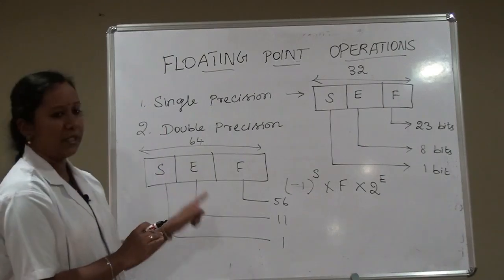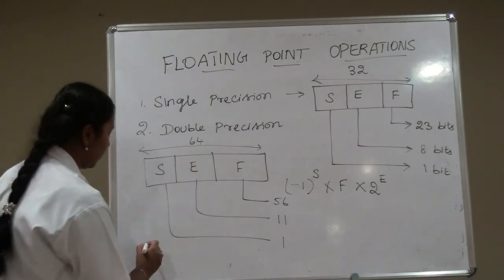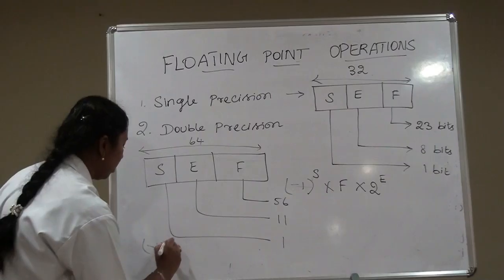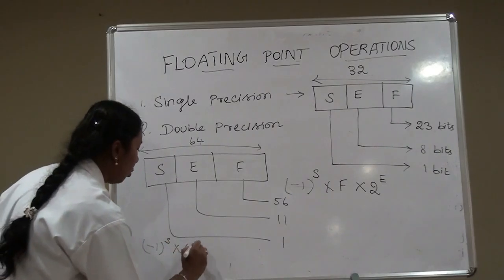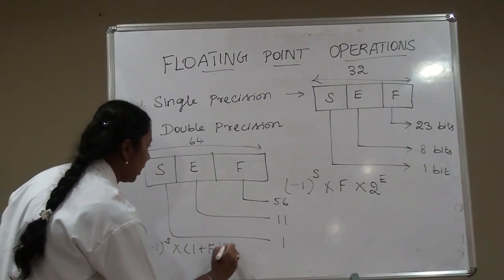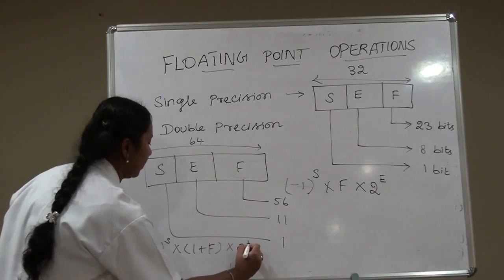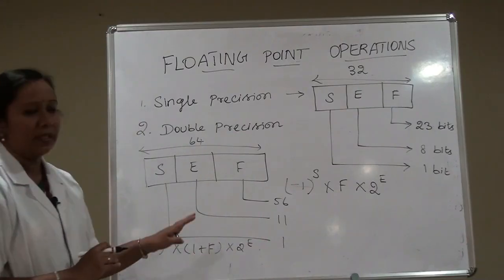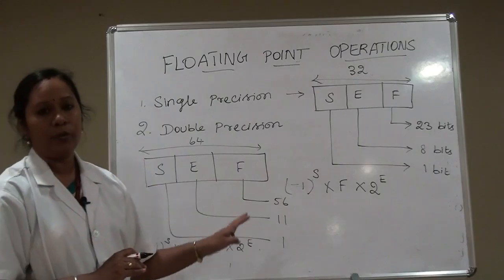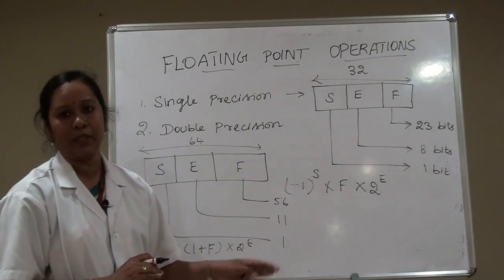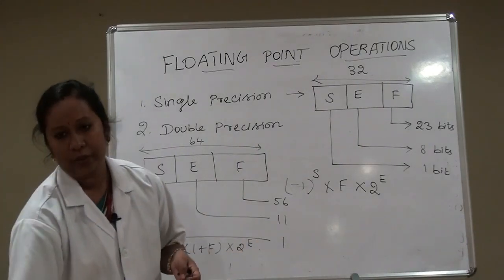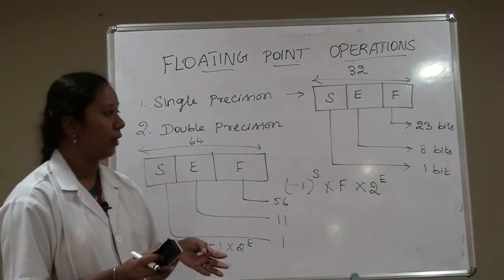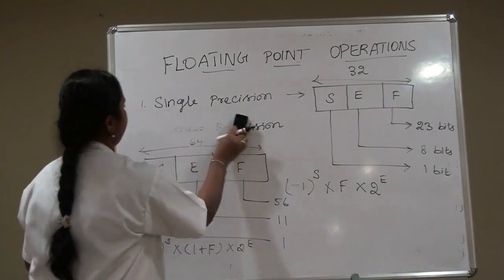The general representation of double precision format is (-1)^s into 1 plus fraction into 2 power exponent. This is the general representation of how we represent a double precision floating point number. Now we are going to discuss how to perform a floating point addition operation.